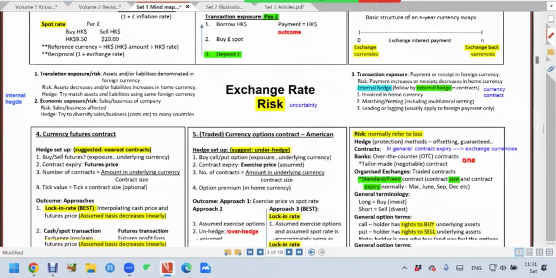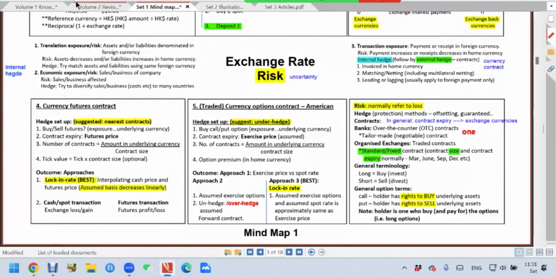So one, it is from the bank. The bank's contract, because a bank has a counter. So this contract you deal over the counter. So bank contracts are also known as over the counter contracts. OTC means over the counter. You deal over the counter. You get this contract here.